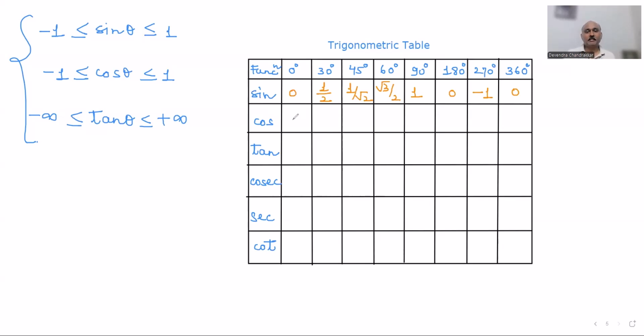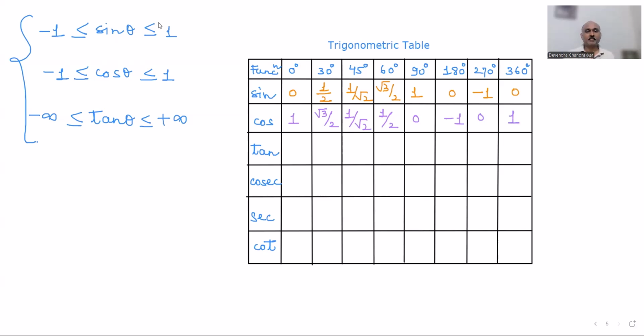So cos 0 is now 1. Cos 30 is root 3 by 2. Cos 45 is 1 over root 2. Cos 60 is 1 by 2. Cos 90 is 0. Cos 180 is -1. Cos 270 is 0. Cos 360 is 1.